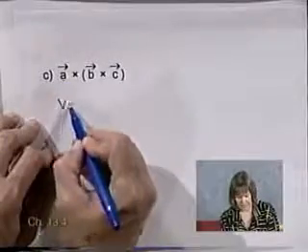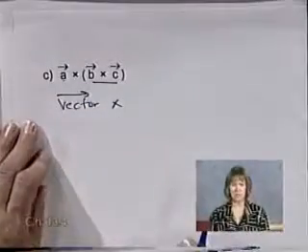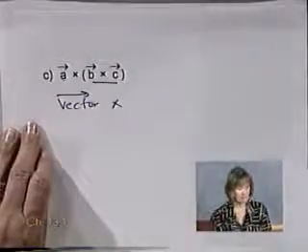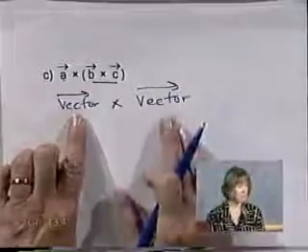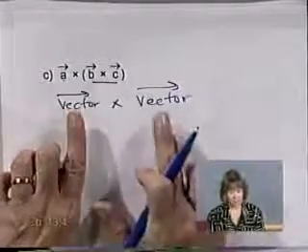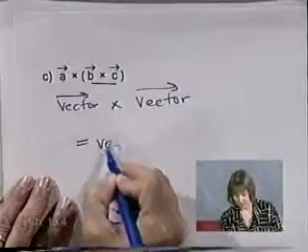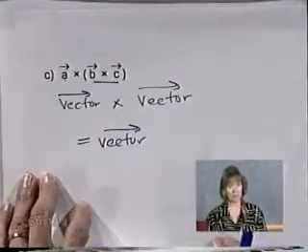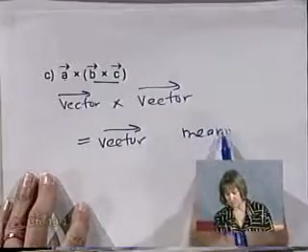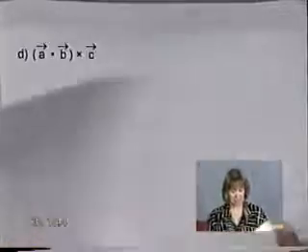Well, A is a vector, and we're crossing it with B cross C. What's B cross C? A vector. Can we cross a vector with a vector? Absolutely. And when we do cross a vector with a vector, what do we get? A vector. So our answer, if we did this calculation, would be a vector. So it definitely is meaningful. It's not nonsense. Let's try another one.